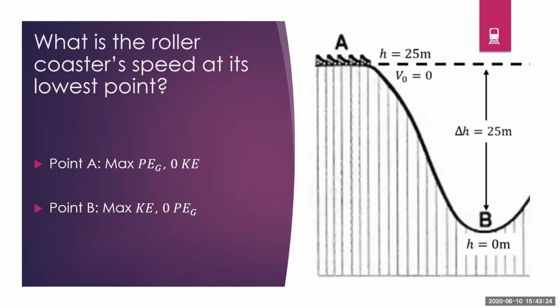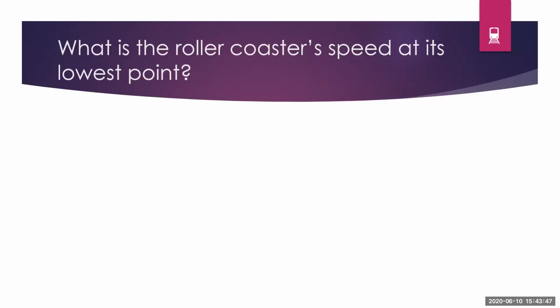We can use our knowledge of kinetic and potential energy to answer question E, which asks us, what is the roller coaster's speed at the lowest point? Remember, because this is a closed system, the total energy at the top of the roller coaster is the same as the total energy at the bottom of the roller coaster. At the lowest point of the roller coaster, point B, the potential energy of point A has been converted into kinetic energy. We can describe the total energy at the beginning of the roller coaster as E total equals PE initial plus KE initial.